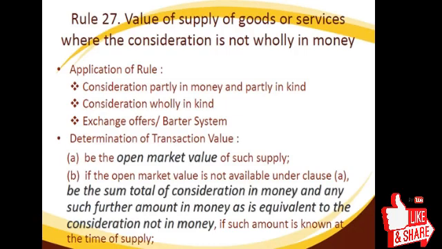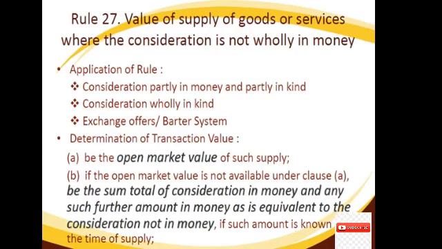This rule becomes applicable when consideration is partly in money and partly in kind, or consideration is wholly in kind, or there is an exchange offer, that is barter system. Now for determining the transaction value, at first you will check the open market value. If the open market value is available, then this will become your transaction value. Now suppose the open market value is not available, then you will take the total of monetary consideration which you have received plus the value of non-monetary consideration. I will be explaining this through an example.